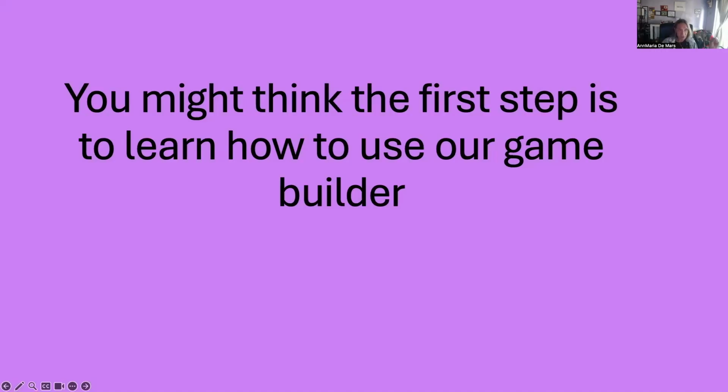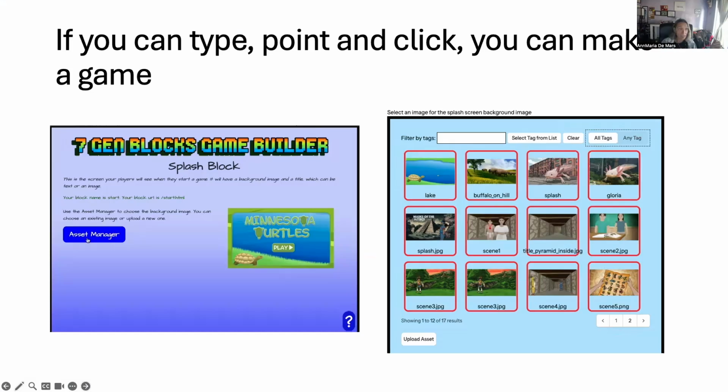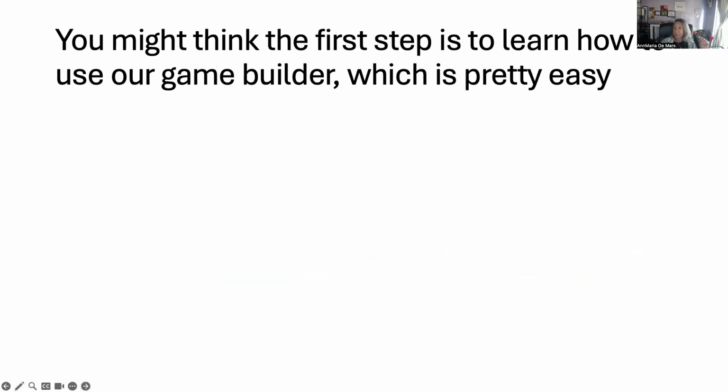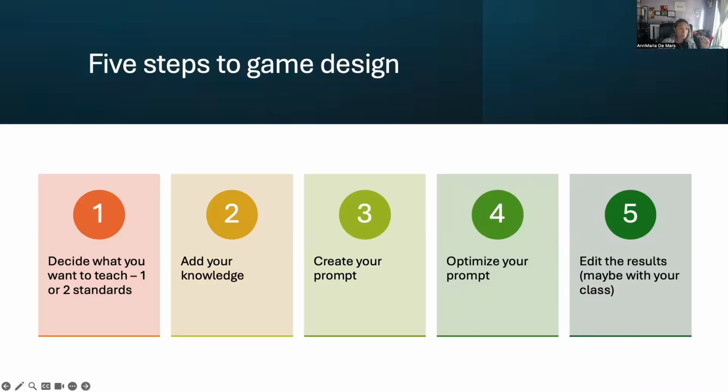Now, you might think the first step is to learn how to use our game builder, which I gotta say is pretty cool. I mean, you just click to pick a new game or edit a game. If you could type, point, and click, you can make a game. So you might think that's the first step, but you would be wrong. Good guess, though. The 5 steps to game design we're going to take today using AI.